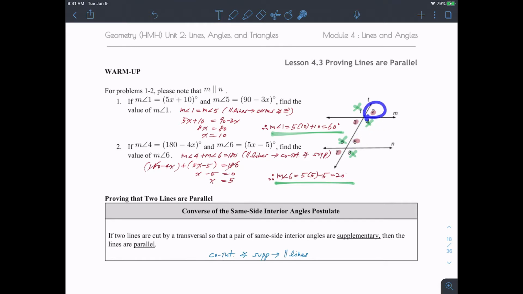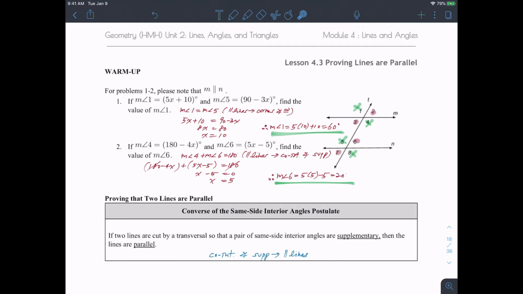We also notice that the same side exterior angle, co-exterior angle, has to be also supplementary, because dot and x are supplementary. We know that because those two form a linear pair. And also, if you have an alternate exterior angle, it is also congruent, right?